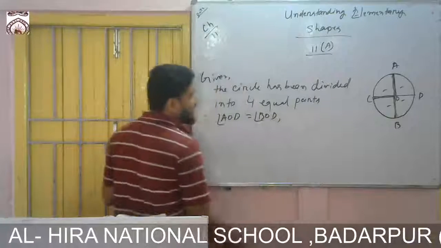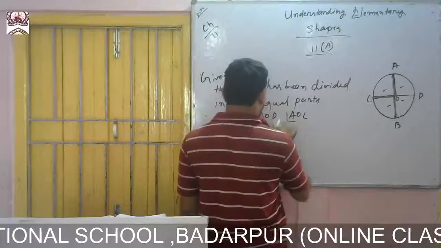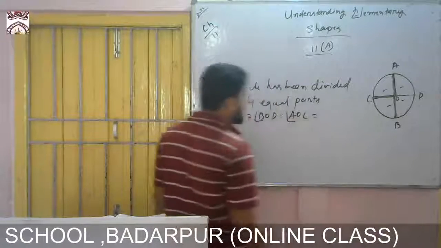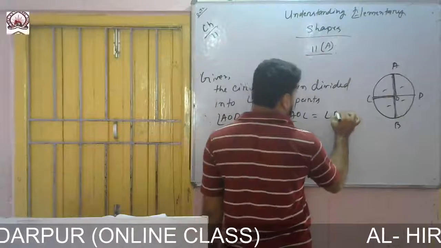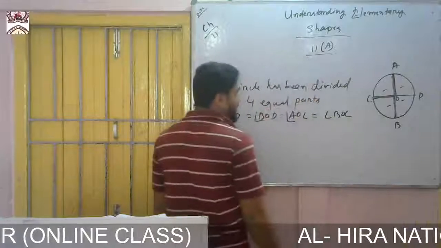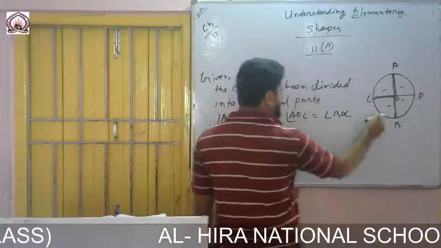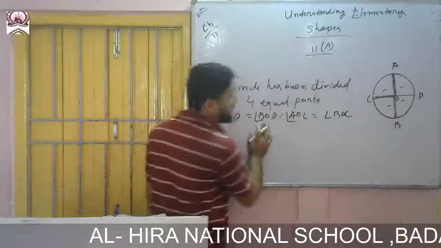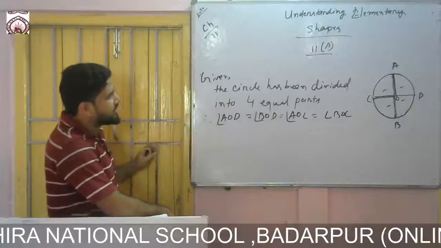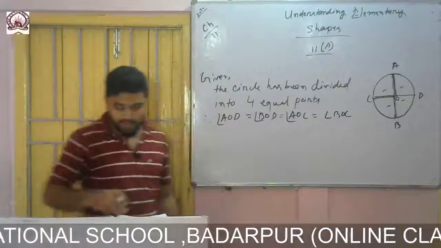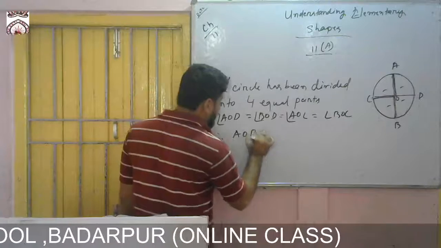Okay, then angle AOC will be equal to what? This all will be equal. Angle AOC will be equal to angle BOC, and angle BOC will be equal to angle BOD, and BOD will be equal to angle AOD. So these all are equal. Now, therefore, angle AOB.